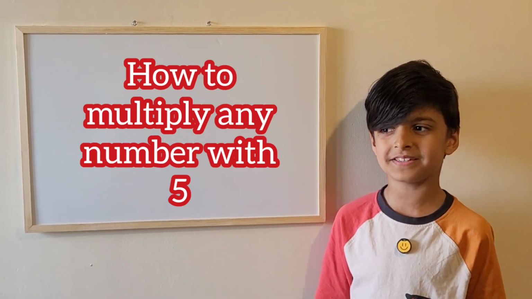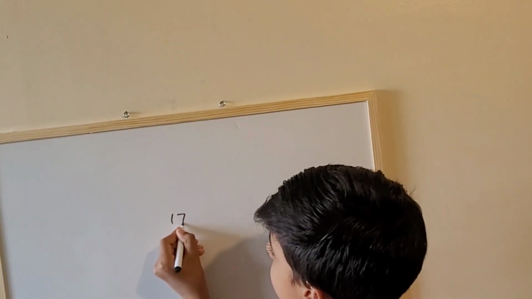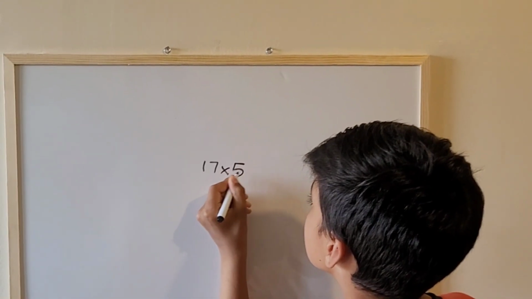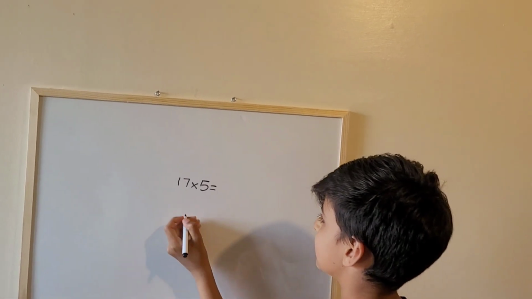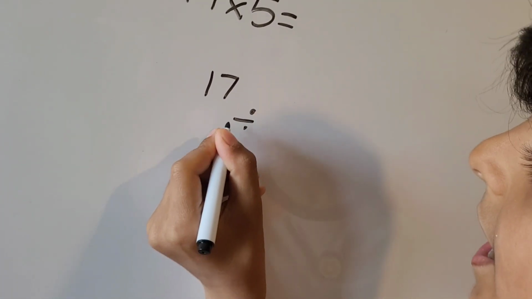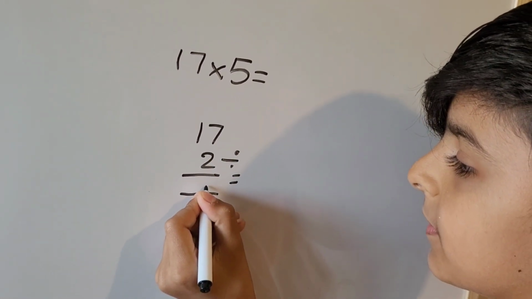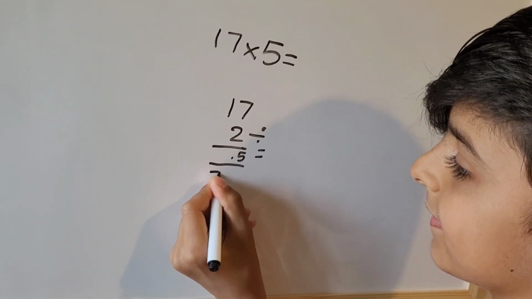Today I am going to teach you how to multiply by 5. First we do 17 divided by 2. I'll teach you how to do this. 7 divided by 2 is 3.5, right? 0.5, carry the 3.